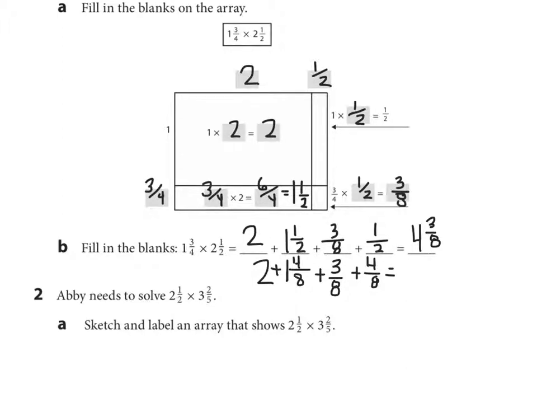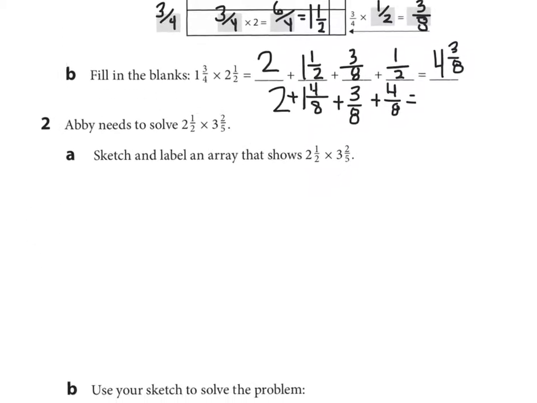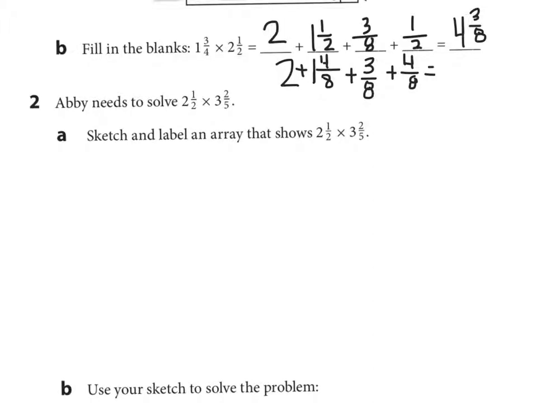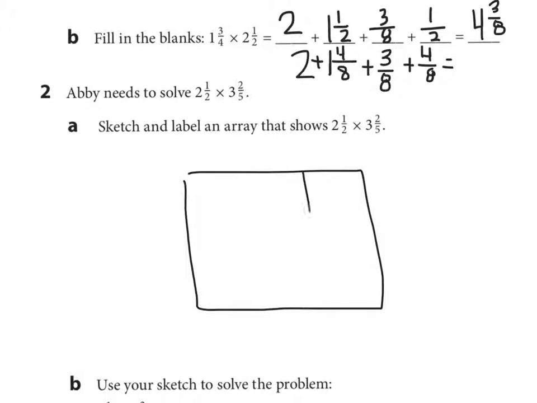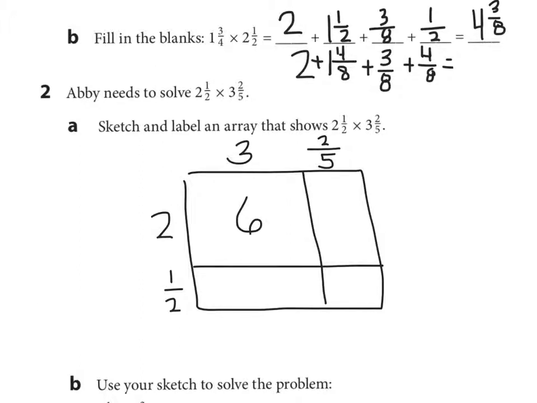Number 2, Abby needs to solve 2 1/2 times 3 2/5. Sketch and label an array to show this. So we're basically going to now create what we just solved up top. So here is our array. I'm going to have 2 1/2 over here, and then 3 2/5 up top. Here in my first square, I'm going to write 6 because I know that 2 times 3 is 6.